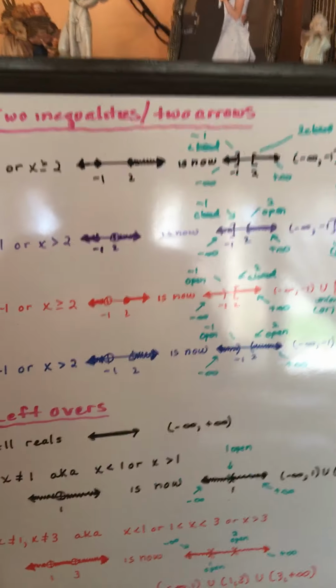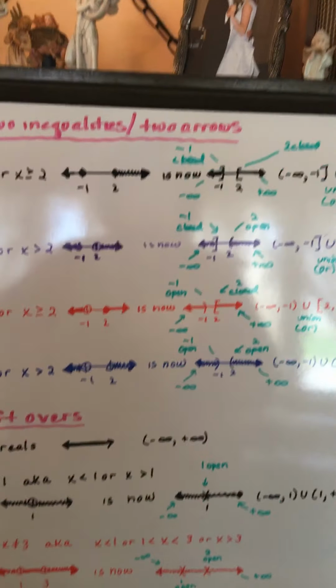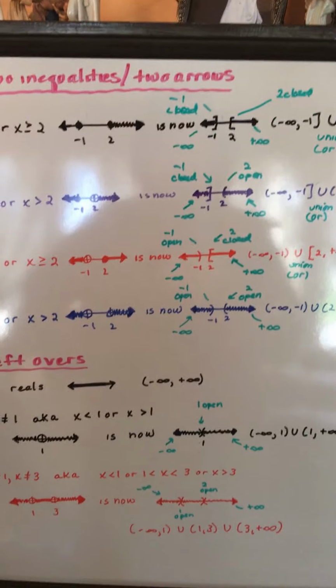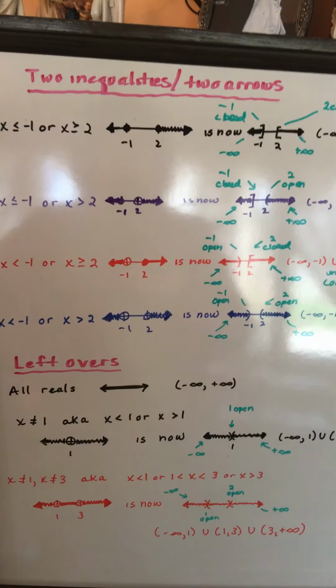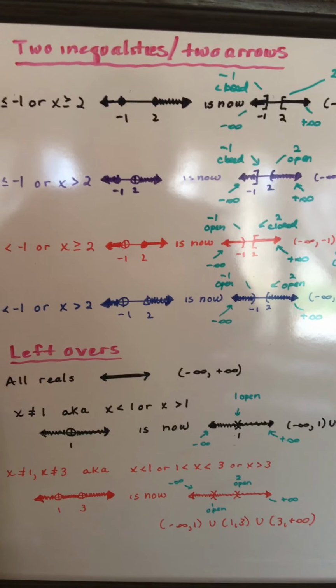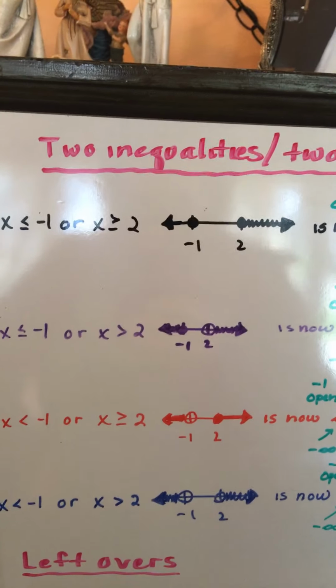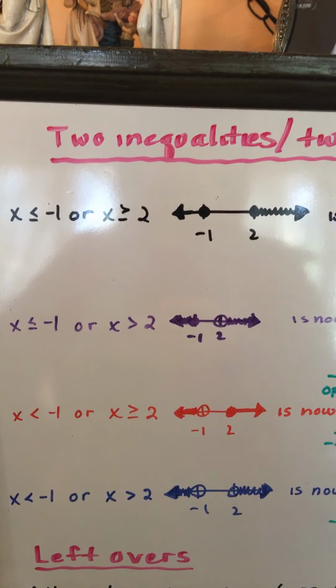Now, what happens when I see two inequalities or two arrows? We're going to do these as directions today, and this will be a video to refer back to, but we're not going to do these until worksheet 3. And so what happens when I see two of them? This is what I'm used to.